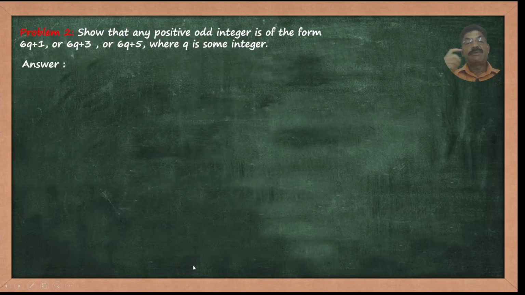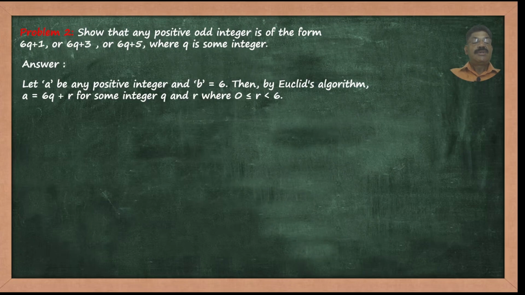Let us consider this problem. Show that any positive odd integer is of the form 6q plus 1 or 6q plus 3 or 6q plus 5, where q is some integer. So let a be any positive integer and b equal to 6. For a and 6, I am going to apply Euclid's lemma. So I can write a is equal to 6q plus r for some integers q and r such that 0 less than or equal to r less than 6. So these are the possible values of r.